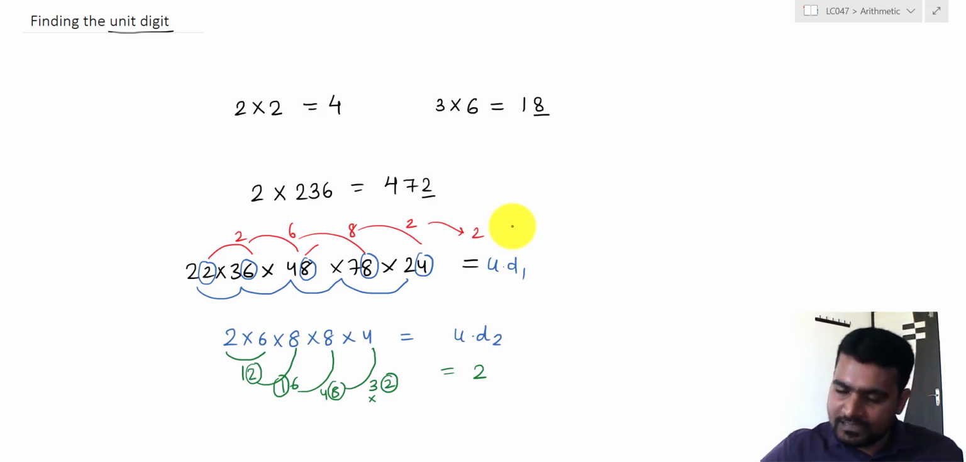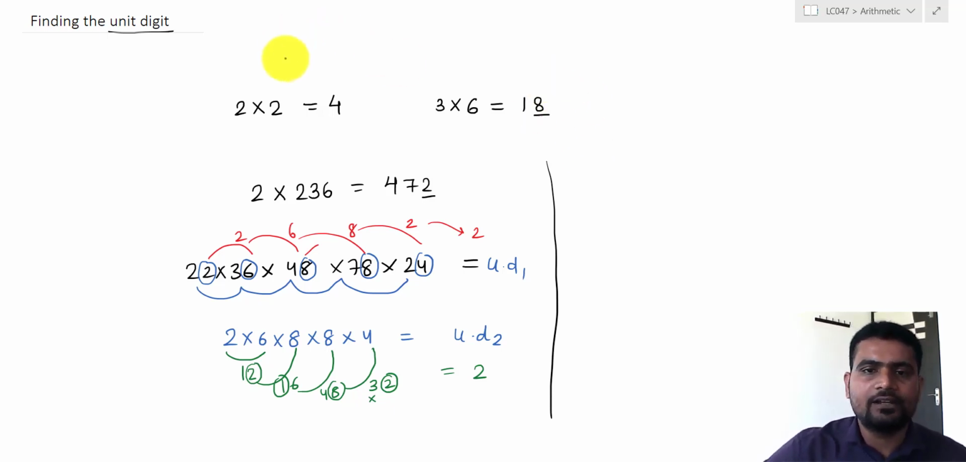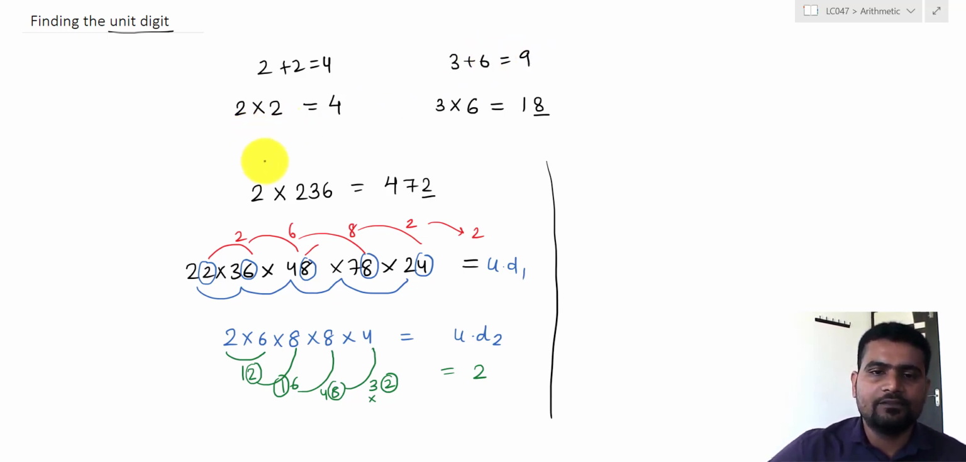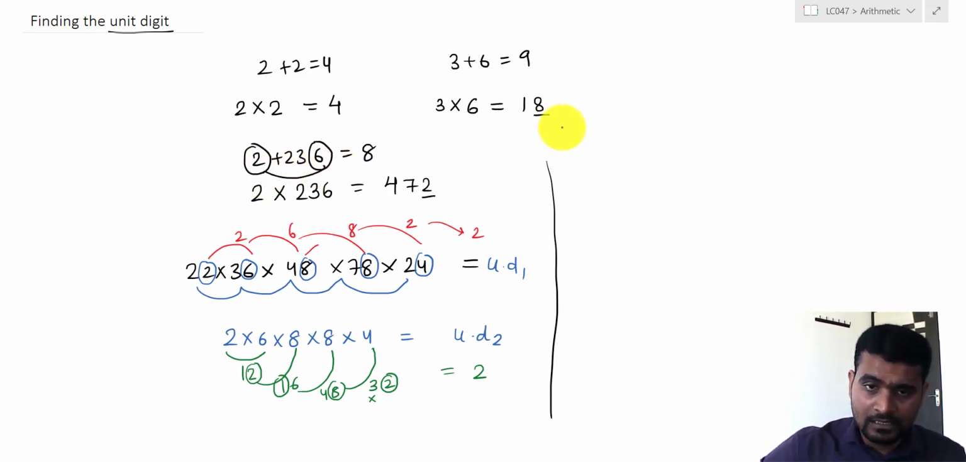Okay. The same thing if I do it for addition. If I tell you 2 plus 2, you will say the unit digit is 4. 3 plus 6, the unit digit will be 9. If I tell you 22 plus 36, you have to take care of only the unit digit, means 2 and 6, added 8.